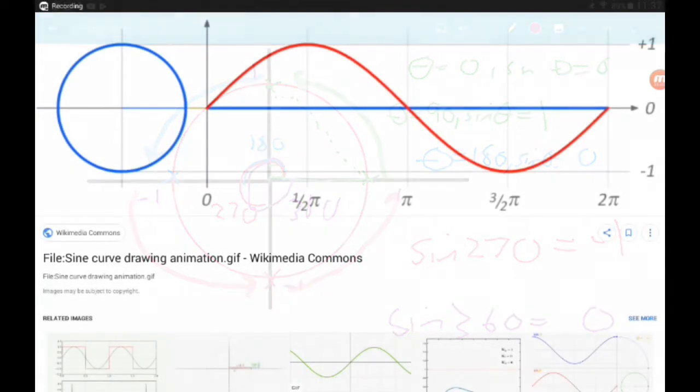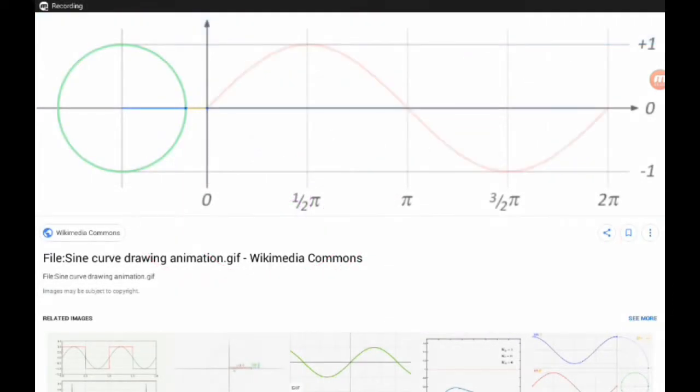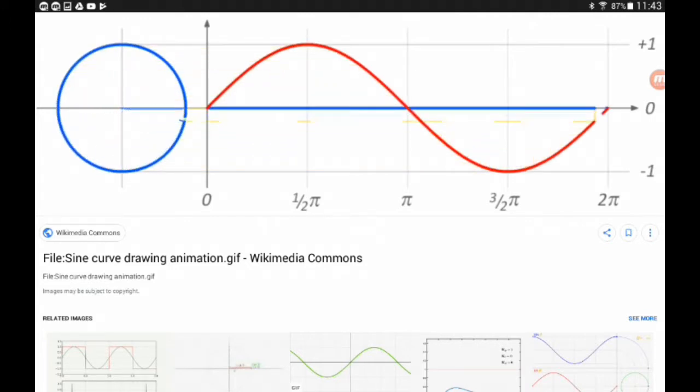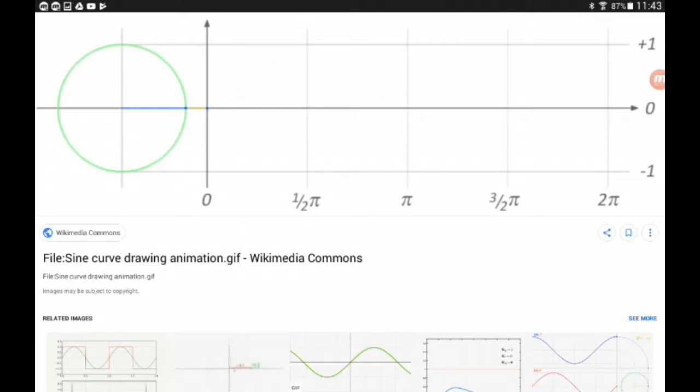Now, here's an awesome little GIF to illustrate what's going on. Okay, so as you saw, as the line went anti-clockwise around the circle, the curve was being generated from the location of the point on the circumference. So watch it again.